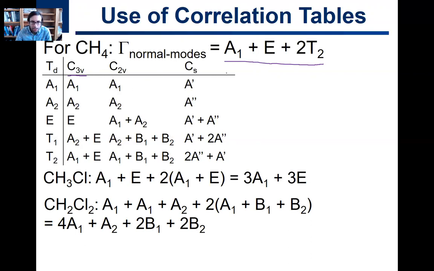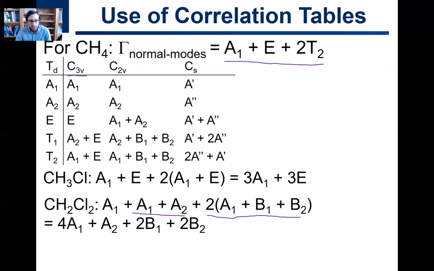Dichloromethane, C2V point group. So you say, okay, I have an A1 starting from methane, that translates as A1. I have an E, that translates as A1 plus A2. So I'm going to put those down here, right? I have 2 T2s, each T2 translates as A1 plus B1 plus B2. Just reading off the table here that we made. And so you can add all those up together and get that your normal modes are 4A1 plus A2 plus 2B1 plus 2B2.